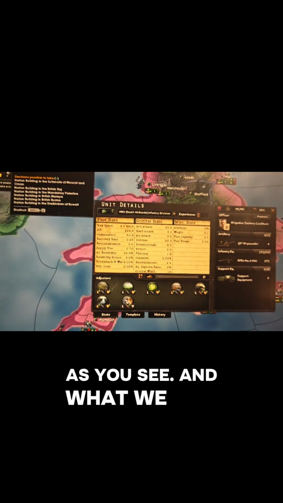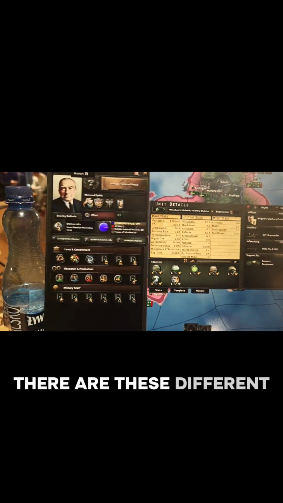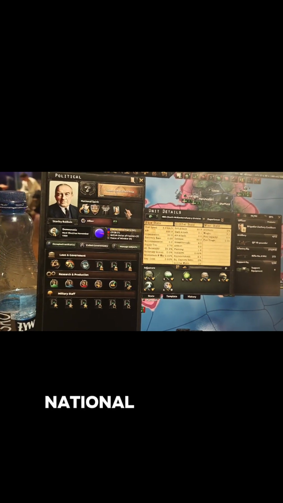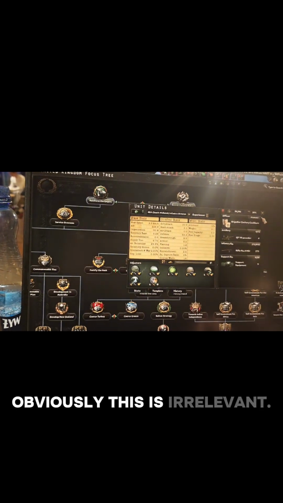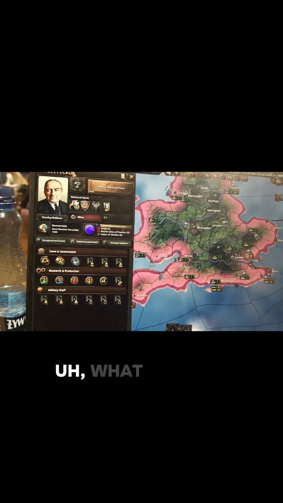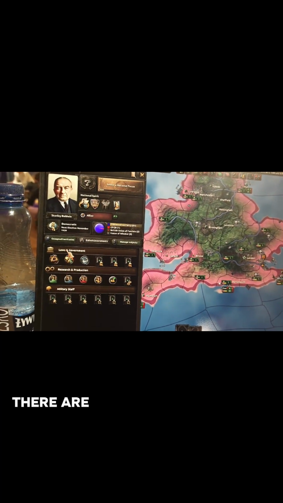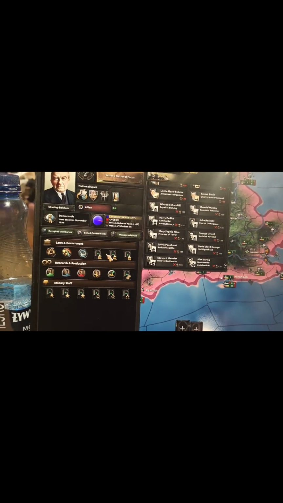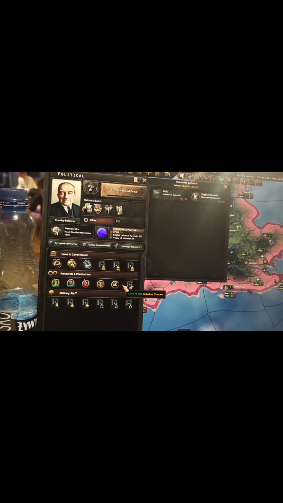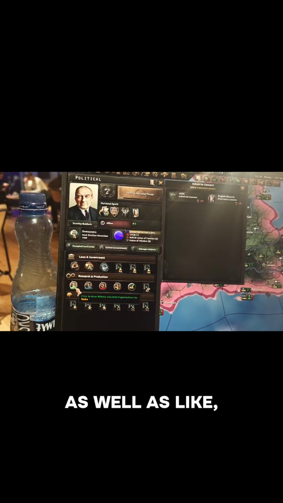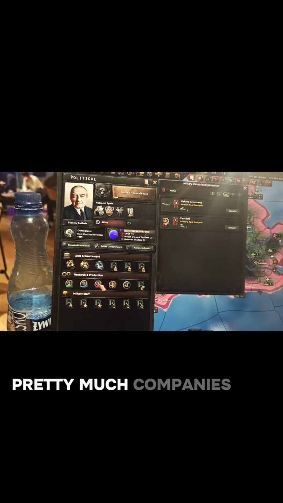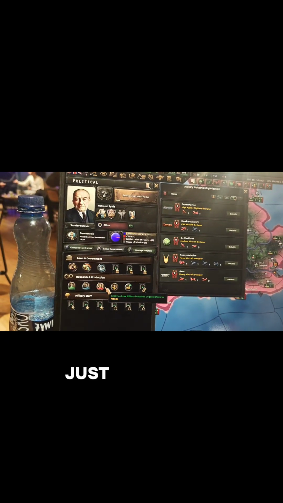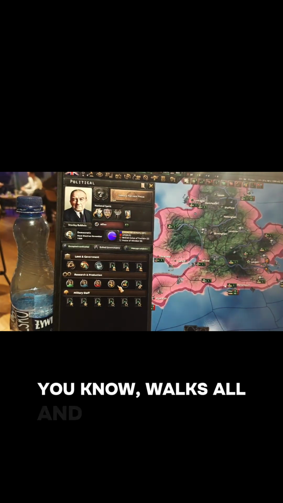And what we can do is, there are these different sections here. There's national focus. Obviously, this is irrelevant. Apart from that, there are laws and government, and then there are different political advisors, historical, as well as companies and stuff like that. Just so you see the scope of the game, you know, Vauxhall and all these.